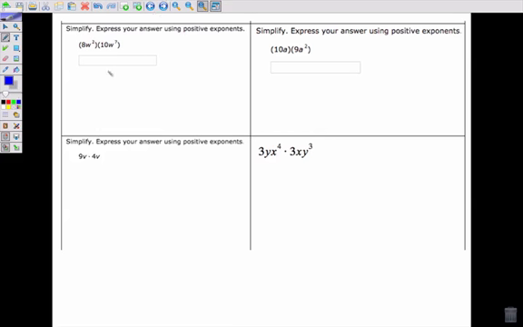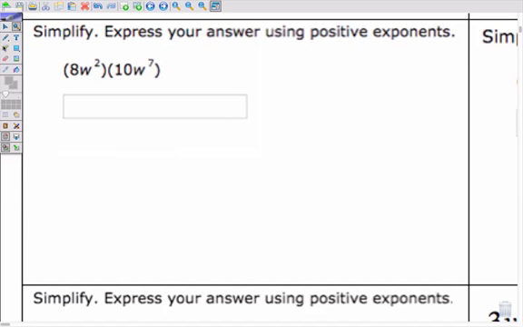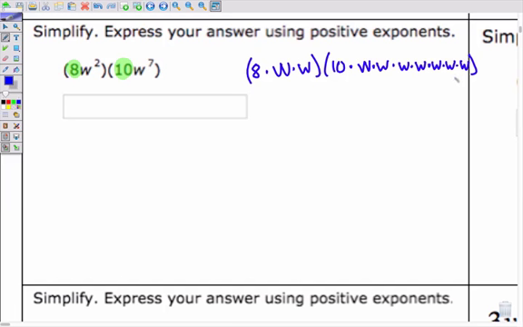In the next one, this gets a little bit more complicated because we have a couple extra things to worry about here. We've got these coefficients out on the front in addition to the w squared and the w to the 7th. So if I expand this, I get 8 times w, and then I get 10, and here's 10w to the 7th.